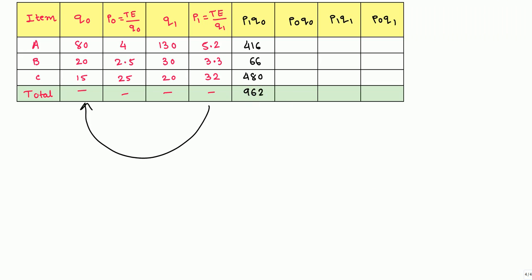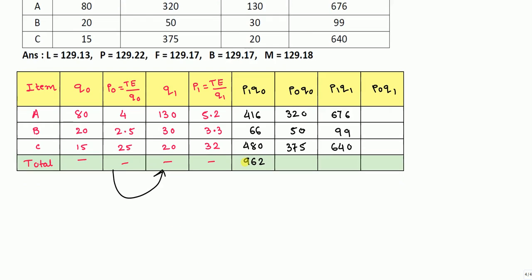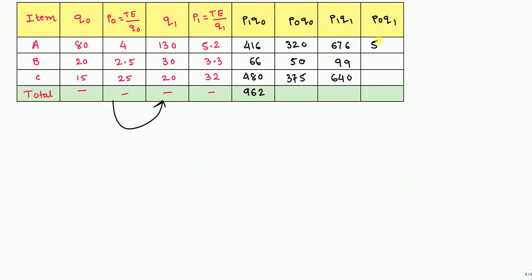That gives 962. Now P0 Q0, the product of these two columns: 80 into 4 is 320. Since P0 Q0 is already given as expenditure, we just write 320, 50, 375. Then P1 Q1 equals total expenditure: 676, 99 and 640. Now P0 into Q1: 130 into 4 is 520. 2.5 into 30 is 75. 20 into 25 is 500.